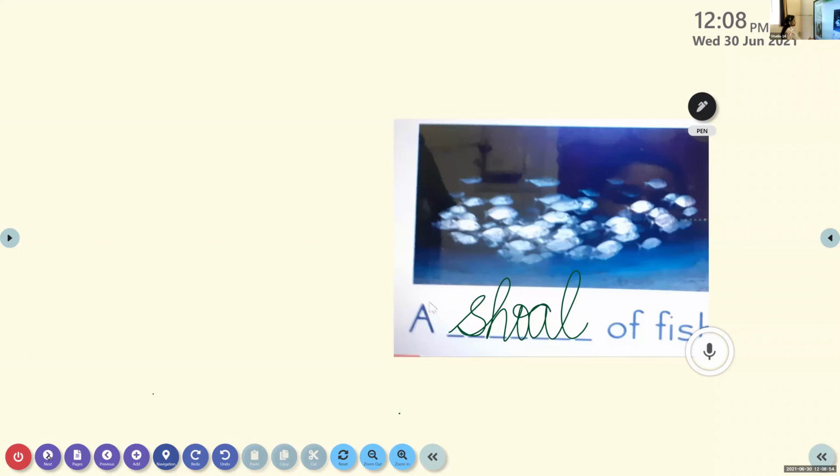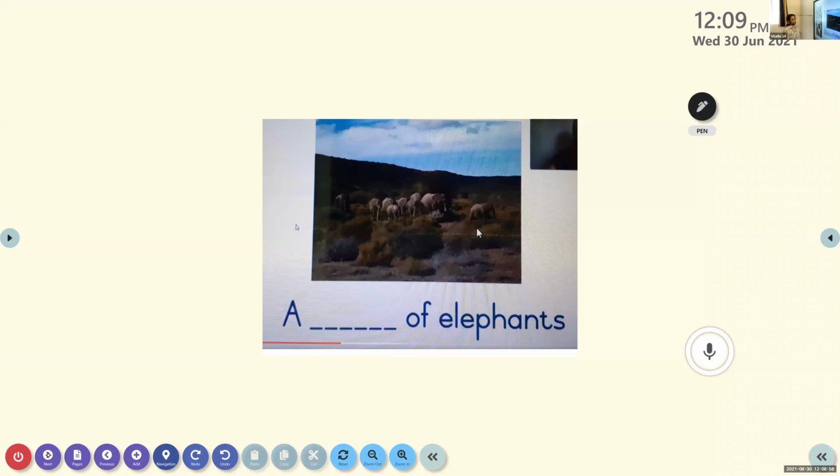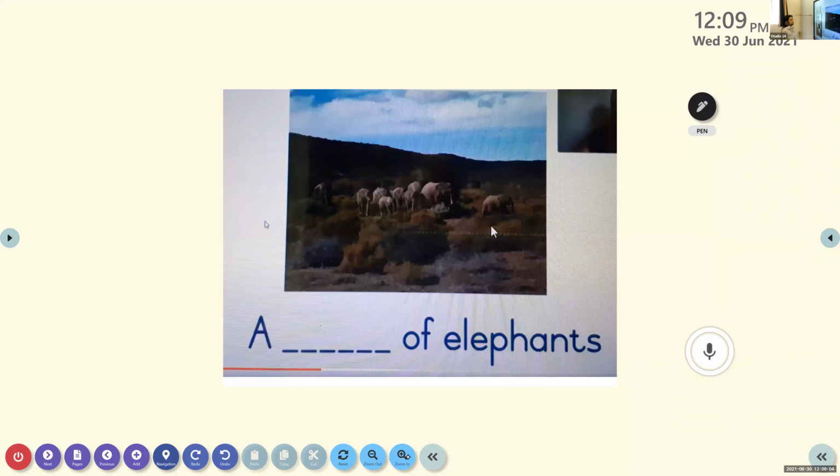Okay, so are you all ready? Yes, let's move on to the next picture. So you can see a group of elephants. What do we say for a group of elephants? We call them herd of elephants. What do we say, children? It is herd of elephants.